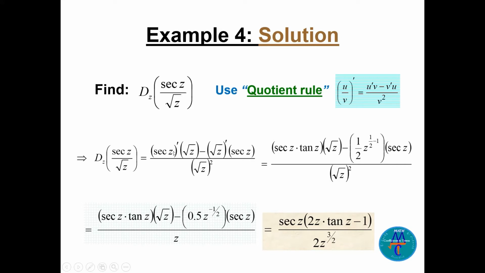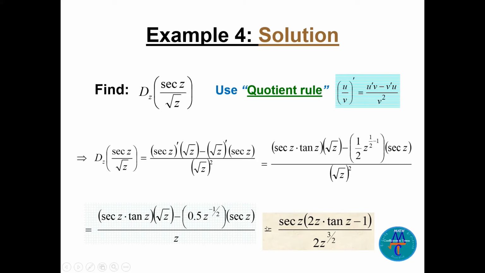Now, the derivative of the secant of z will be secant of z times tan of z by the formula, and this will be square root of z minus the derivative of square root of z. We have seen it many times because this is power half. It will be half z to the power half minus 1 times secant of z. Half will be 0.5, or we can leave it half. Z to the power minus half.